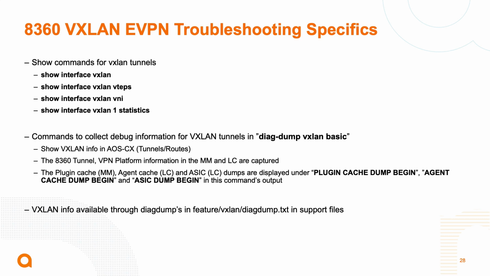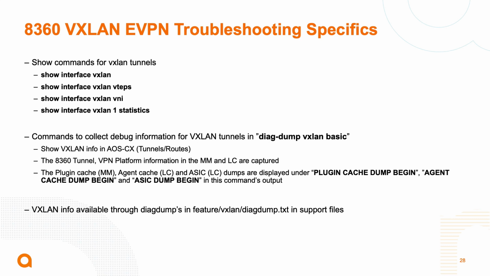So that's again after you enter the support files for the switch, right? It would be under feature VXLAN diagram, or if you want to display it in the CLI, the command to display the diagnostic information for VXLAN would be diagram vxlan basic. The information shown here would be the VXLAN information that's programmed on the switch as well as on the line card. So it's split into three parts: the plugin cache, the agent cache, and the ASIC.